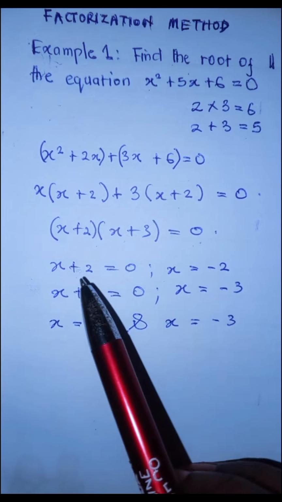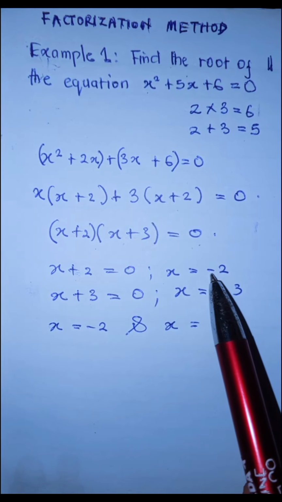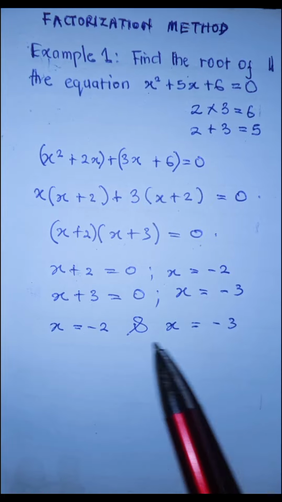So when a positive sign crosses an equality sign, the sign is going to change to minus. So the roots of the equation are x is equal to minus 2 and x is equal to minus 3.